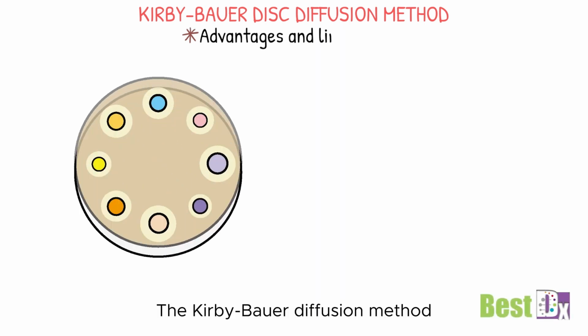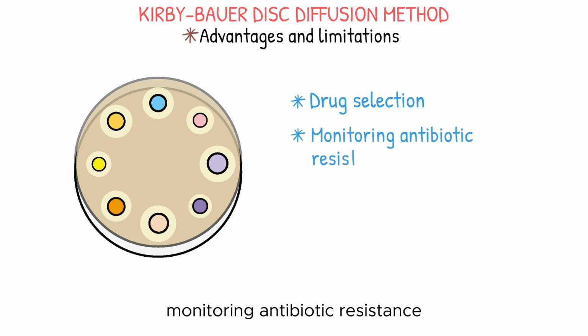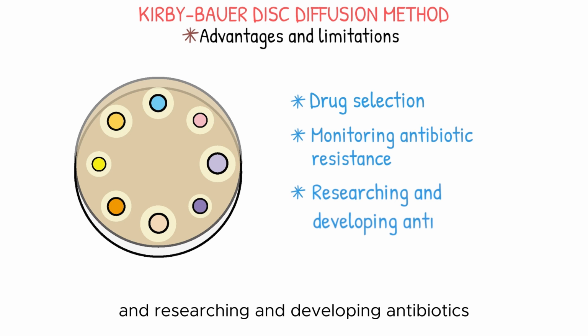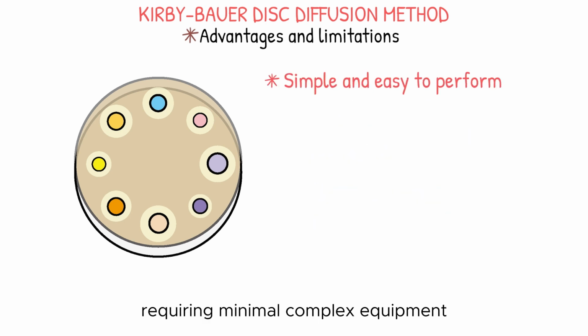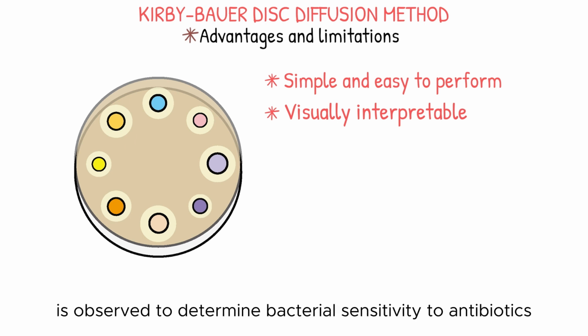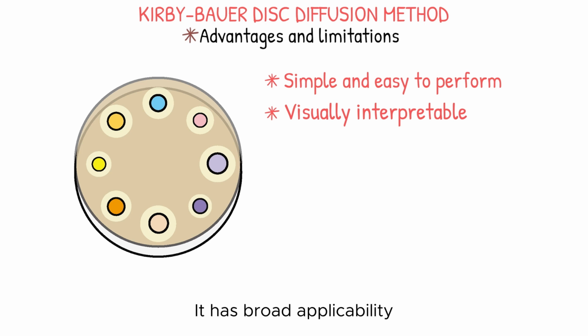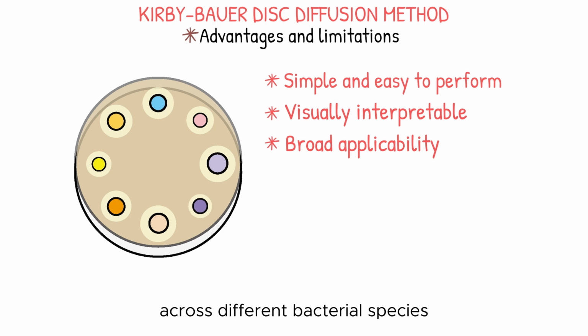The Kirby-Bauer diffusion method is useful for drug selection, monitoring antibiotic resistance, and researching and developing antibiotics. It is simple and easy to perform, requiring minimal complex equipment and technical expertise. The method is visually interpretable as the formation of inhibition zones is observed to determine bacterial sensitivity to antibiotics. It has broad applicability, allowing testing of multiple types of antibiotics across different bacterial species.